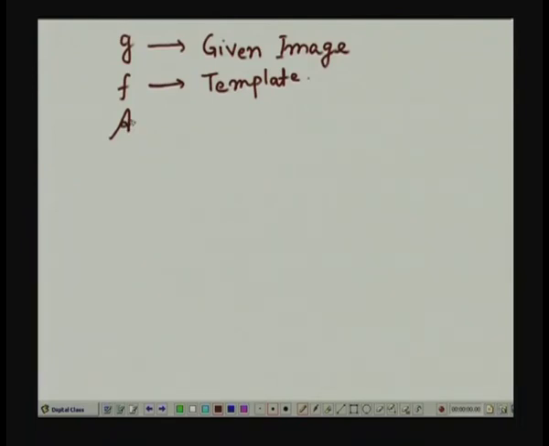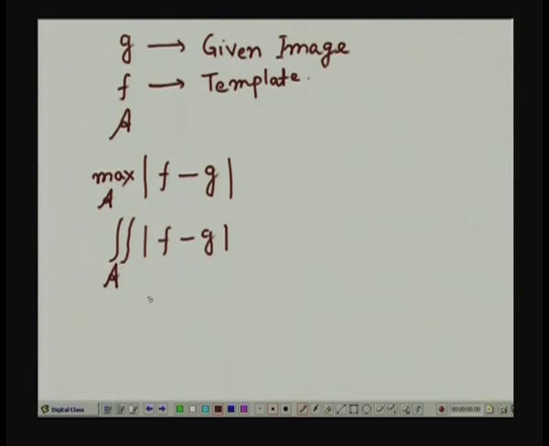One of the similarity measures, the simplest one, is we take the absolute difference between F and G and find out the maximum of the absolute difference, and this maximum has to be computed over the region, say A. The other similarity measure can be that again we take the absolute difference of F and G and then integrate this absolute difference over the same region A. The other similarity measure can be you take F minus G, the difference between F and G, and the square of this, and take the integration of this over the same region, say A.